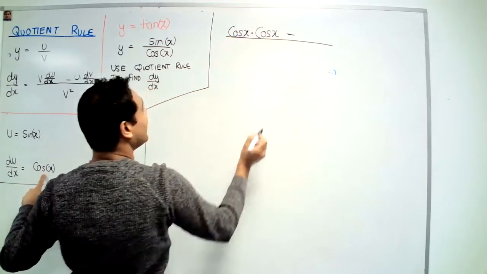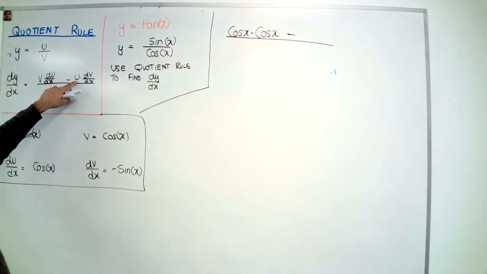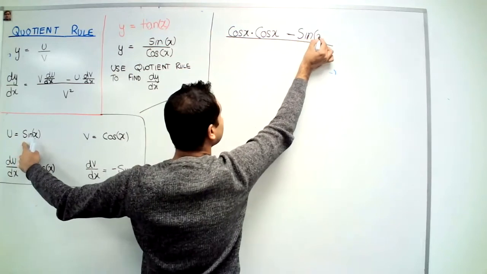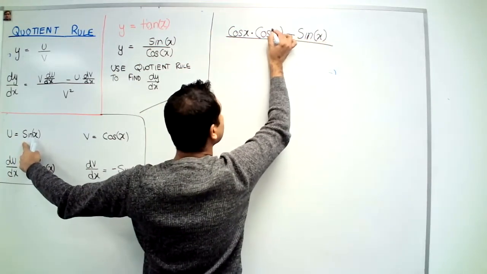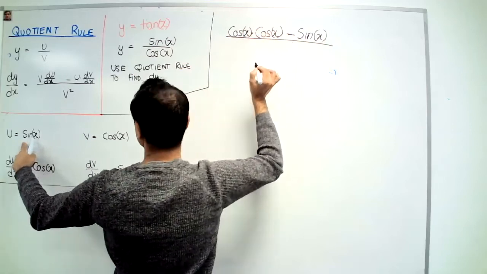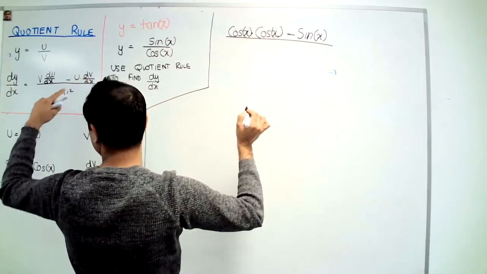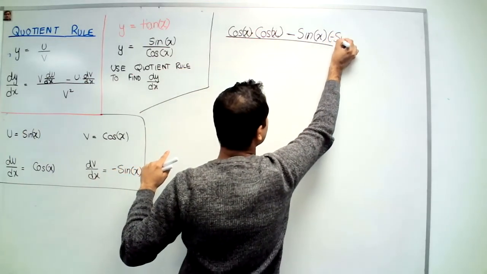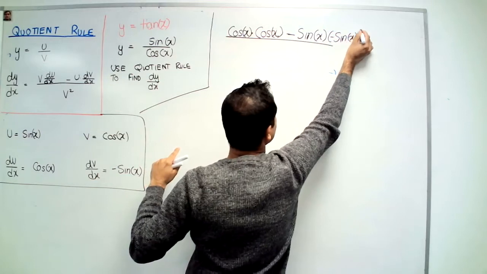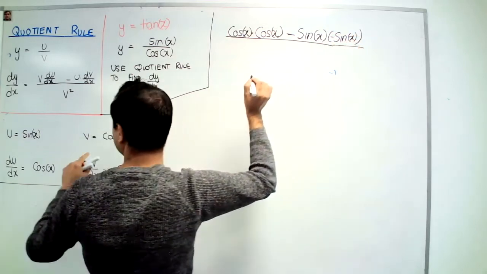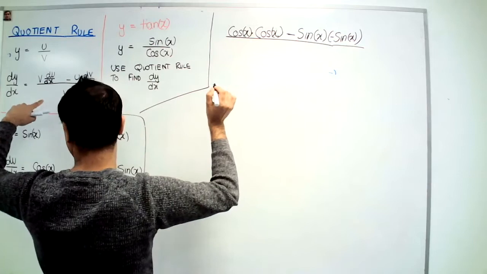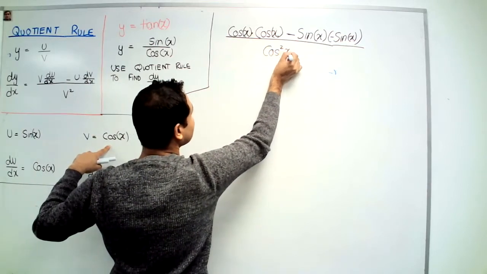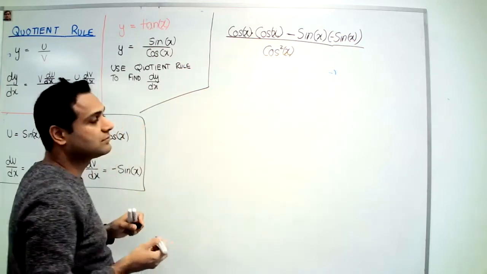Then there is a minus in the formula. Then u, which is sin x, and then dv over dx, which is minus sin x. That minus should be in brackets. Minus sin x. And the bottom is v squared. What is v squared? v is cos x, so it's cos squared x.